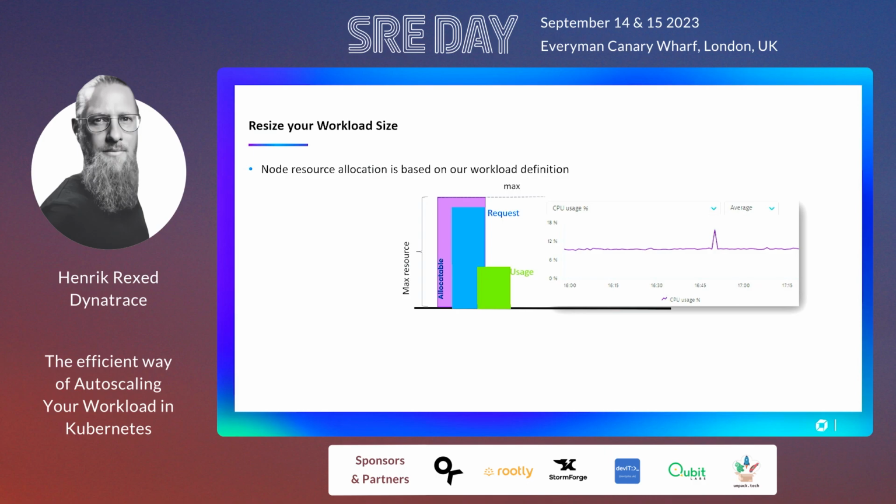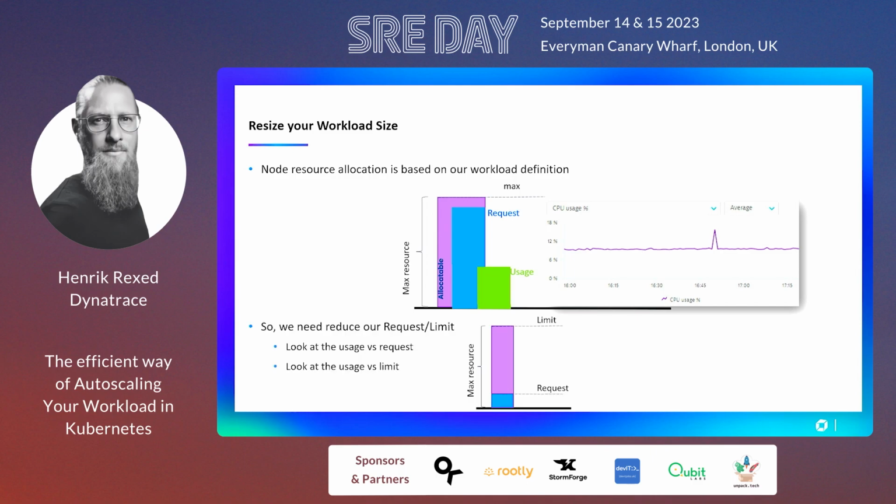But then there is always a difference between what you have actually asked for and what you're actually using. So in this example, I'm using about 10% of what I requested. So I may say that I'm not efficient. Maybe I can review those workload definitions. So resizing the workload means technically here, let's look at what we actually use versus what we have requested.